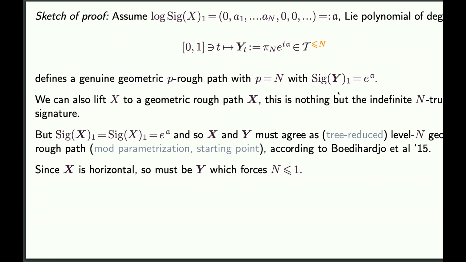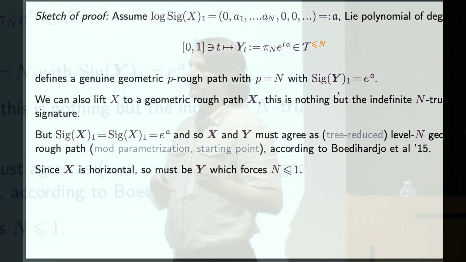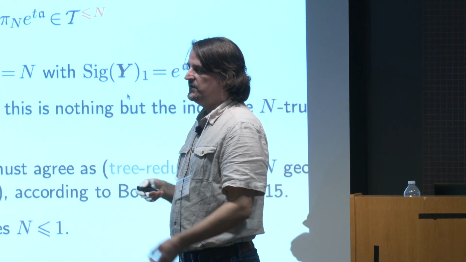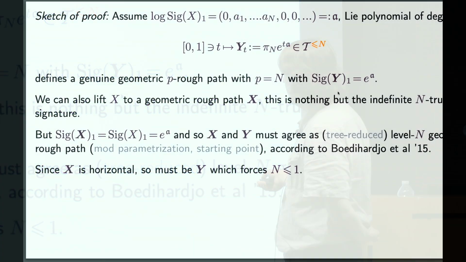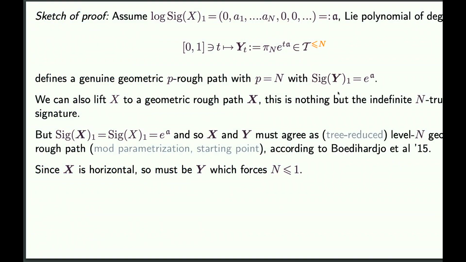Now, you remember this result I mentioned by Boedihardjo et al., 2015. They must be the same as rough paths, essentially the same. And so now I can come clean on this. Essentially means if you look at them, tree-reduced, modulo parameterization. These are iterated Stieltjes-type integrals. They never tell you anything about the parameterization, so you have to quotient that out. Starting point, trivially, you can't recover, you don't care. And this tree reduction is somehow non-trivial because there are certain non-trivial paths that have trivial signature.